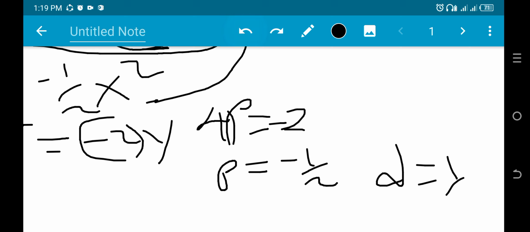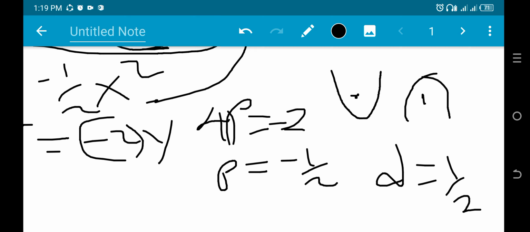So that's what you have. If your focus is negative half, your directrix is half. And you know that when the parabola is like this, the focus is here. So even if the parabola is like this, where is the focus? It is here. The focus is enclosed inside the parabola.